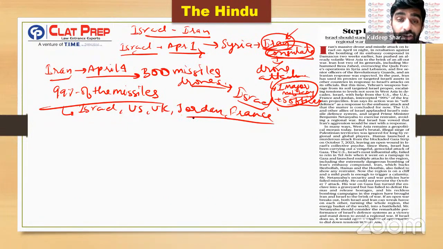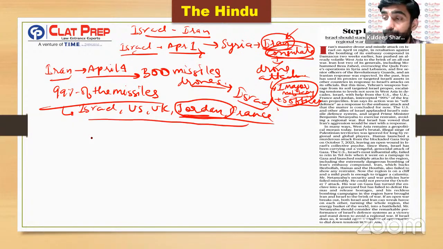Although Jordan is a Muslim country, it is actually working against another Muslim country, and it is actually helping a Jewish country. So you can understand the problem the Jordanian government would be facing because of this. However, it was a joint effort by these countries also.